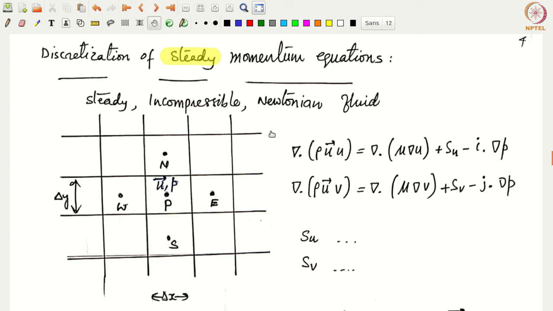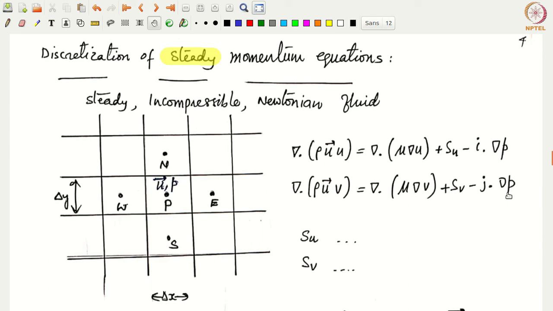Then what are the equations we have? If we consider steady flow, the partial rho u by partial t term is gone. The only thing is we have the convection term, del dot rho u bar u, equals the diffusion term del dot mu grad u, plus Su, minus partial p partial x. I have written that in terms of grad p. We can write it as minus i dot grad p, which evaluates to partial p partial x. Similarly, the y momentum equation is del dot rho u bar v equals del dot mu grad v plus Sv minus j dot grad p.